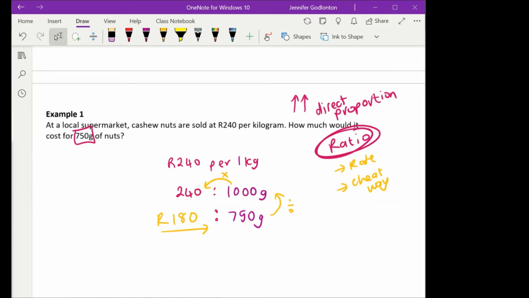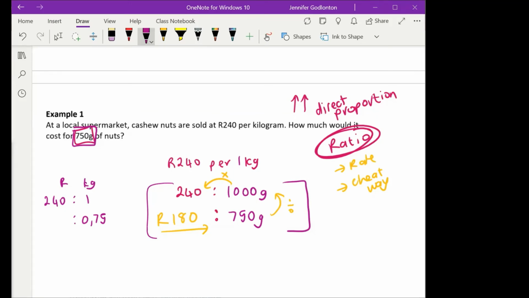Yes, you have to make them the same units. So there were different ways you could do this. Let me just get a different color. You could have said 240 to 1, so this is kilograms and this is rands, but then you would have had to change the 750 grams to 0.75 kilograms. So either you change the grams to kilograms or you do like we did here and you change the kilograms to grams, but you would have to do that in your first step. Okay. Great question. Thanks for asking.